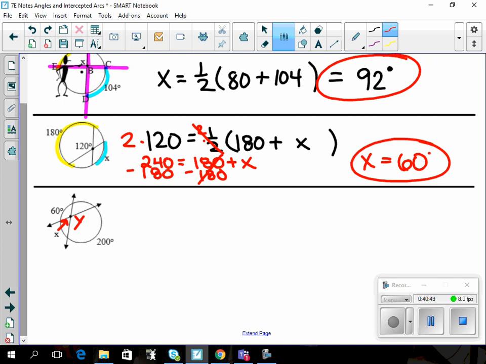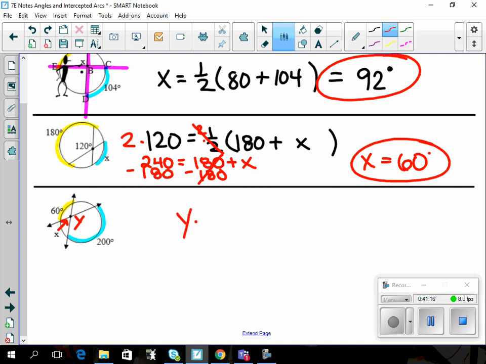Okay? So now, what's the relationship between x and y? They don't equal each other. They make a line, don't they? So they add to 180. They're a linear pair. Okay? So let's go back to our highlighting. I'm sorry that I erased that. Didn't mean to. So we had angle 60, and then the other one was angle 200. Let's find angle y first.